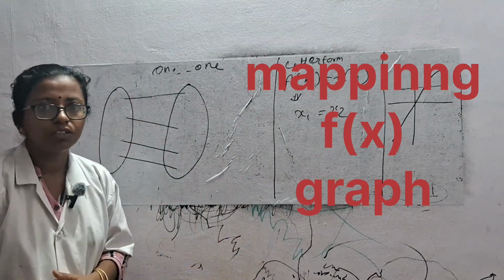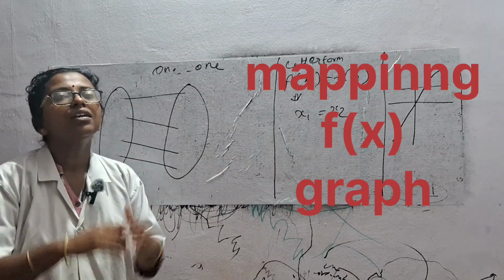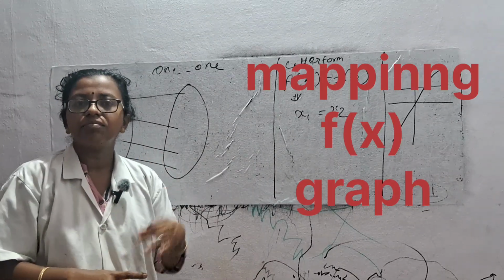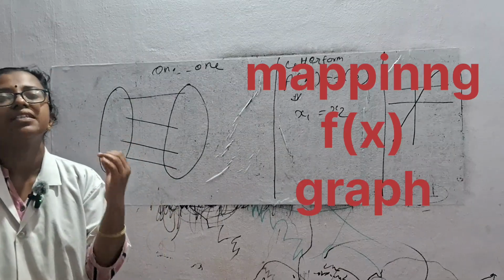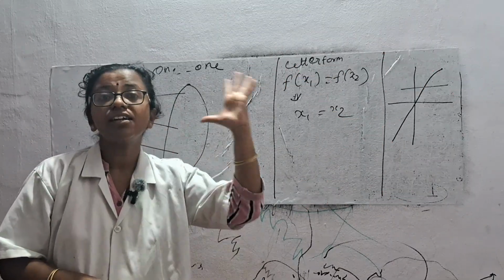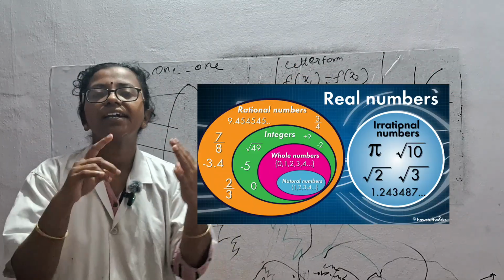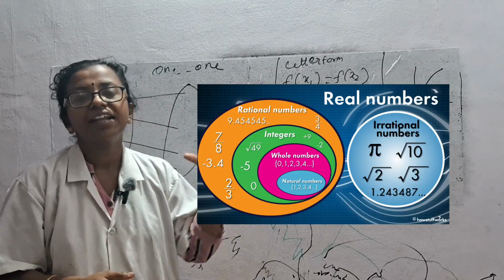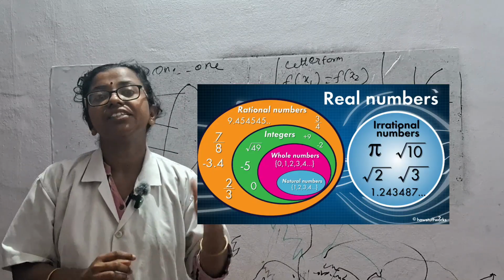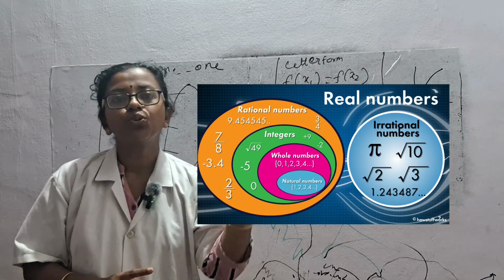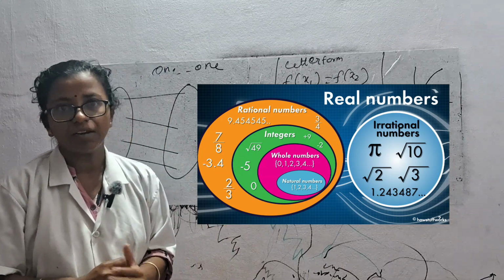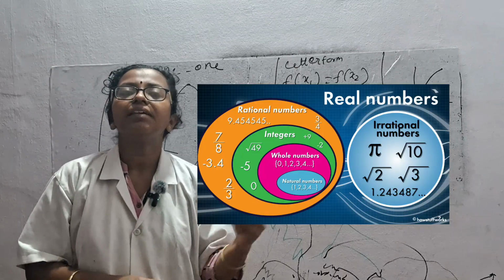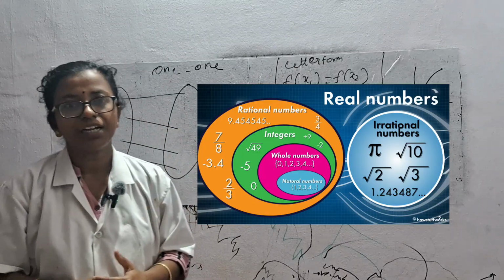To enter into the topic, we have to know about numbers: what are rational numbers, real numbers, integers, whole numbers, etc. First, the real number is the whole part. It contains rational, irrational, integers, everything. Next, irrational numbers: root 2, root 3, etc. are irrational numbers. Rational numbers can be written in fraction form, like 3 by 5.